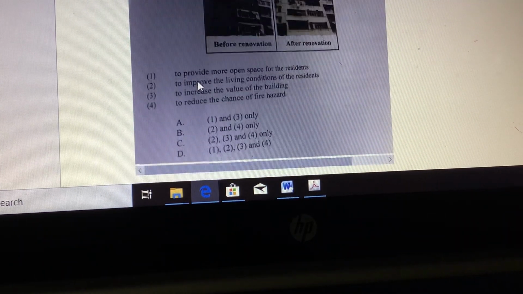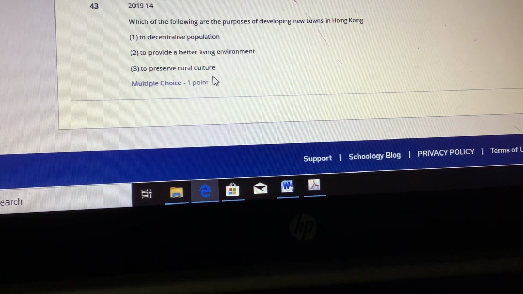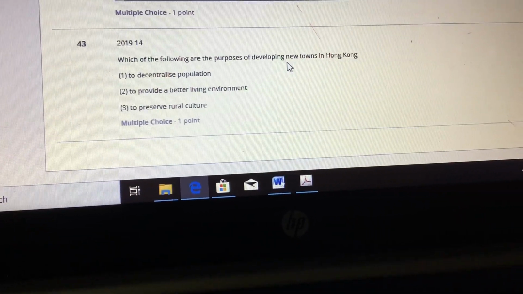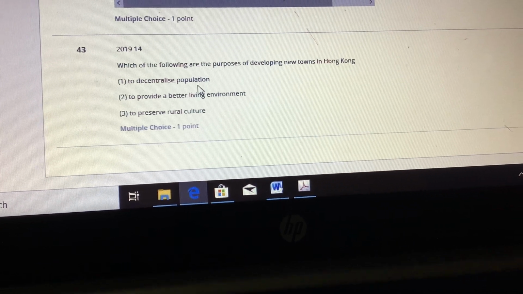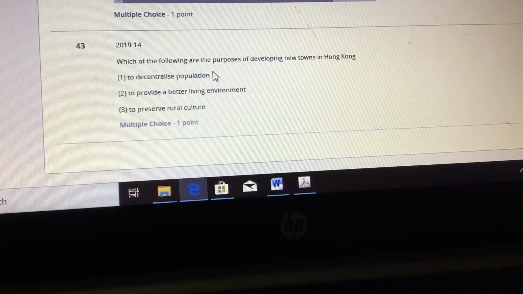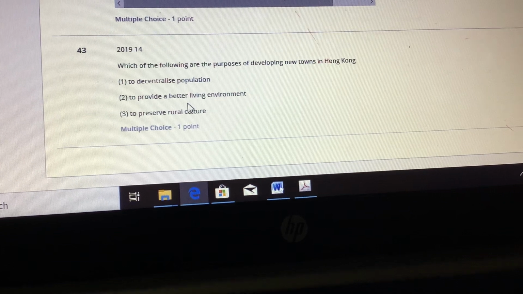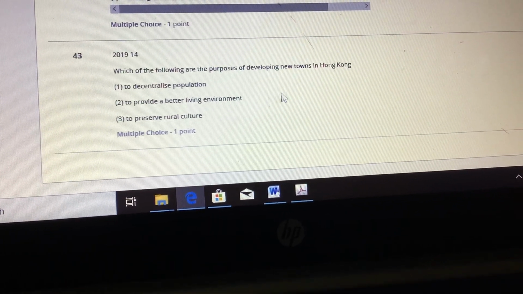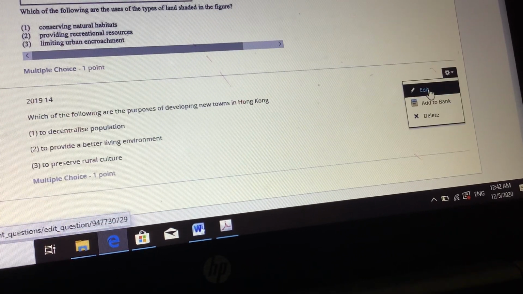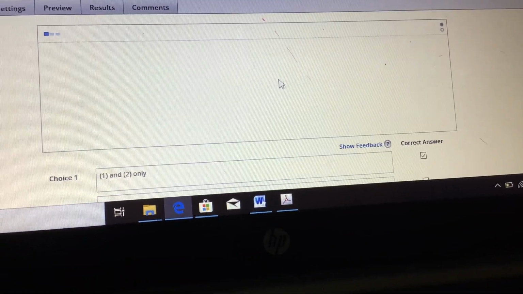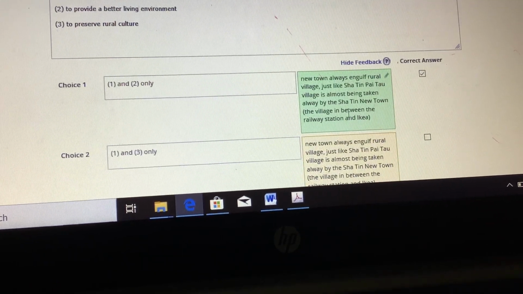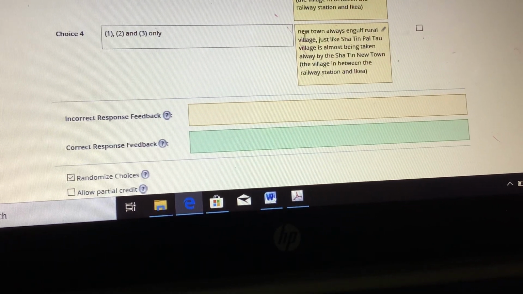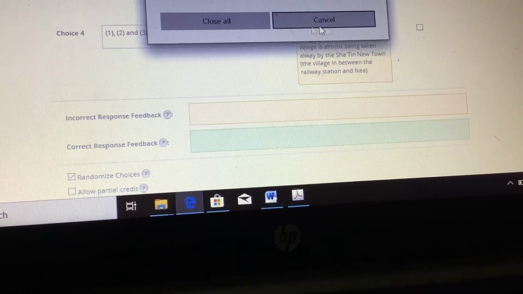And then another 2019 question. Which of the following are the purposes of developing new towns in Hong Kong? Decentralize the population, right? Provide a better living environment, right? Preserve rural culture? Not really. Mostly we are going to take away the rural areas. So number 1 and number 2. Number 3 is not correct. Okay, so that is for the Geography.